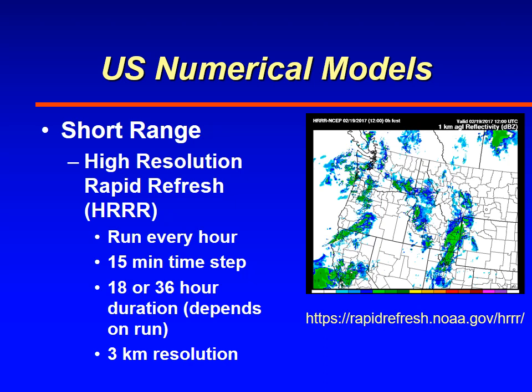The HRRR is very good for looking at convection. If you want to see where convection is going to form, they have a simulated reflectivity, what the radar reflectivity would look like out into the future every hour. And I recommend that if you're wondering about thunderstorms, you take a look at the HRRR.